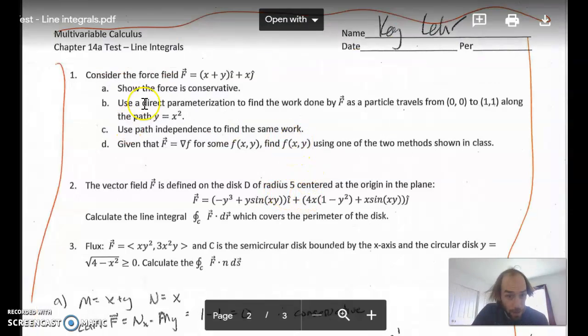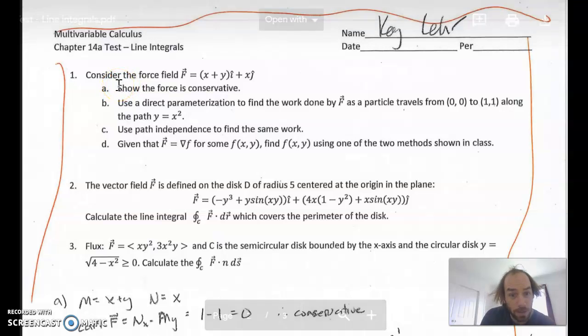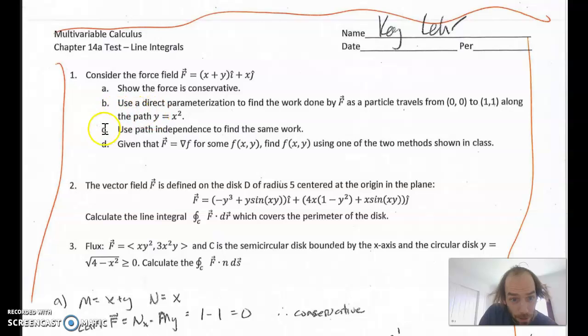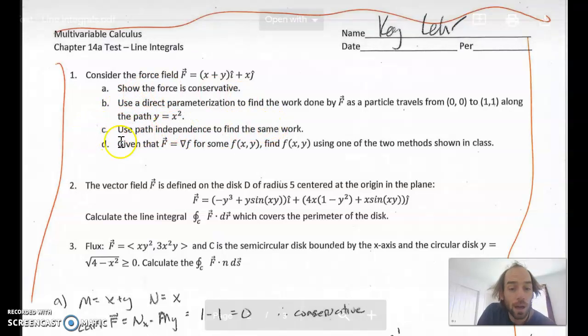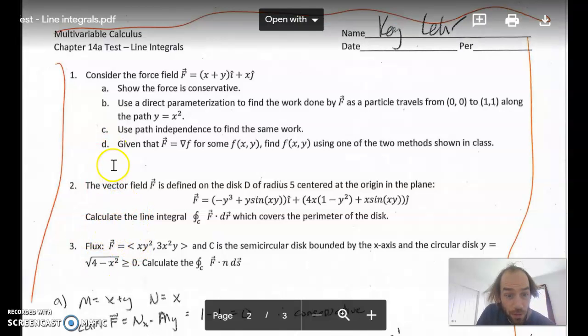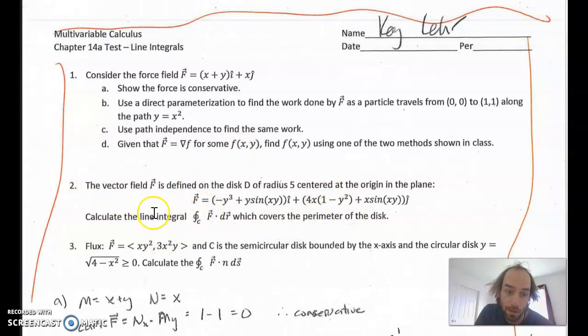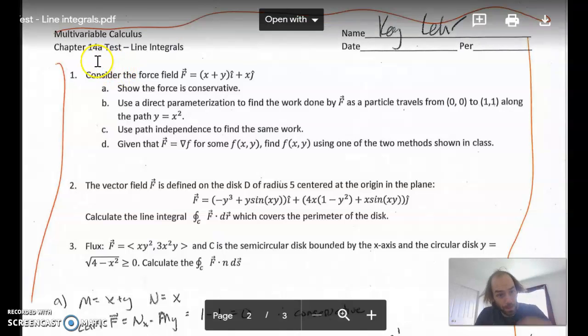There are different ways that we can calculate line integrals. We can do parameterization. If something is conservative, I can use path independence. And then Green's theorem also works as well. I think that's the way to do it in number two. So let's start with number one.